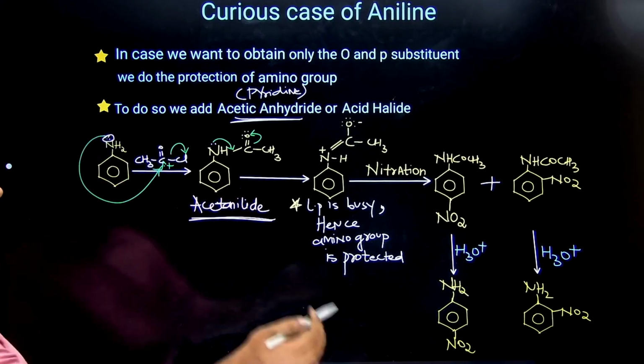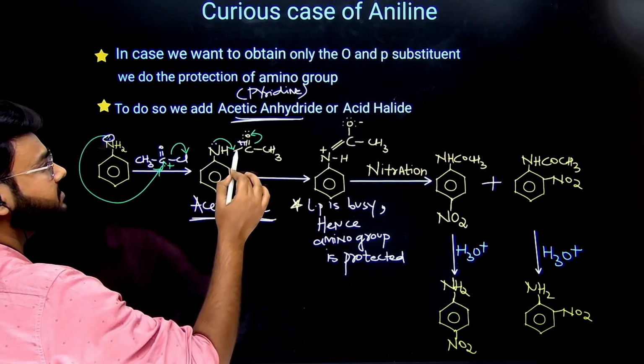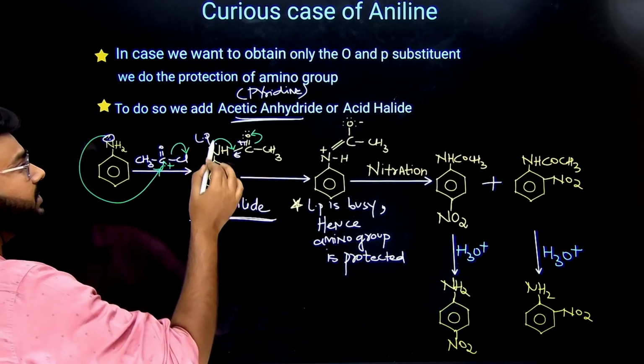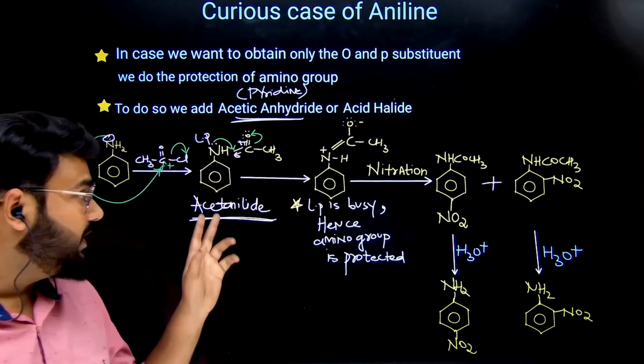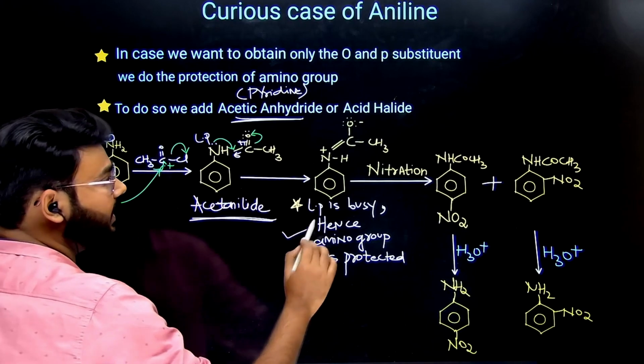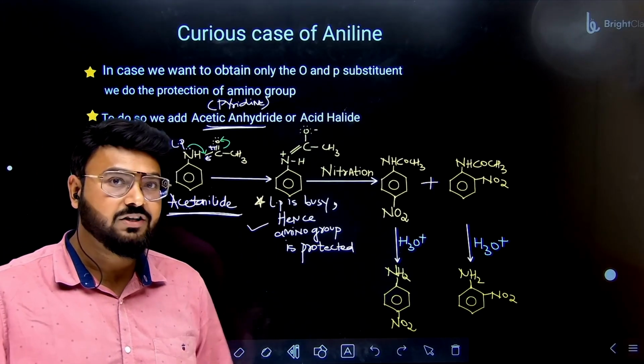Now, if you see, there is a very good resonance here. There is a pi-sigma lone pair, so this lone pair gets busy here. We keep this lone pair busy. And due to this, when the lone pair is busy, your amino group is protected. So now there will not be a minus M group.